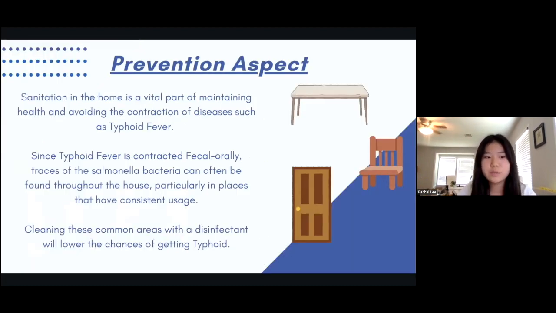We also chose the solution because the disinfectant will allow for sanitation, which is a vital part of maintaining health and avoiding the contraction of many diseases such as typhoid, and also allows for a cheap and affordable solution. Specifically, typhoid fever is contracted fecal-orally, meaning that when you touch any germs or unsanitized surfaces and put your dirty hands in your mouth, you increase your chances of contracting typhoid. The disinfectant spray should be used to sanitize anywhere that is frequently used, like sinks, tables, chairs or doors, and cleaning these common areas paired with frequent hand washing and other preventative measures will lower the chances of getting typhoid.